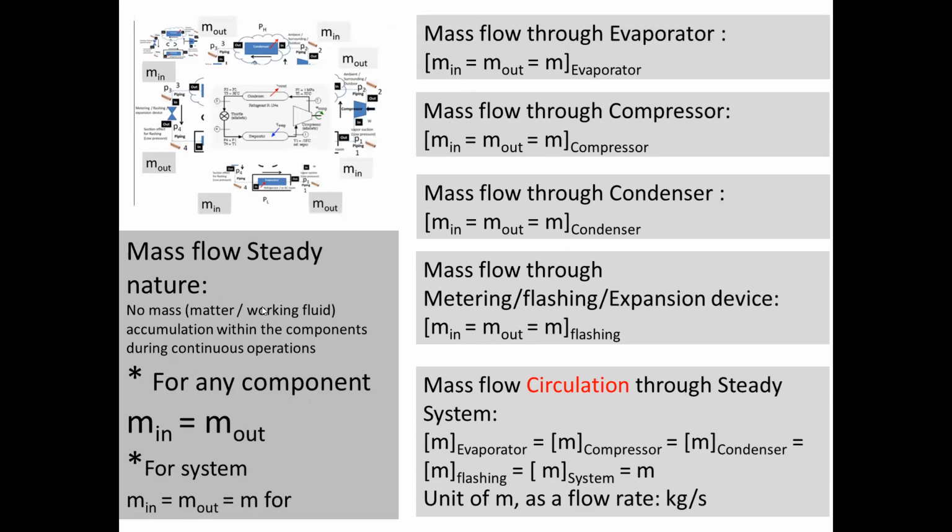Okay. For the steady operations, the mass flow circulation through a steady system. So through the evaporator, through the compressor, through the condenser, through the flashing is the same as through the system, and let's say it is a common figure, M. And the units of M, if it is a flow rate, can be kilogram per second. Okay, good. So nothing complex, no complexities, but naturally, I hope you can understand this.